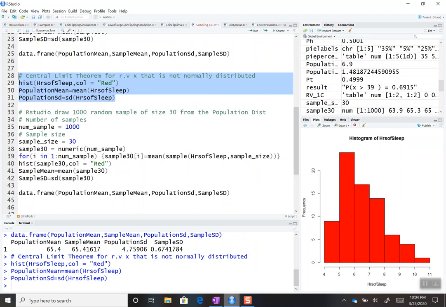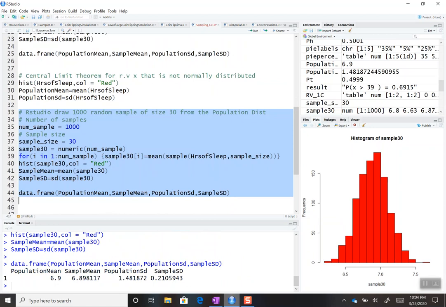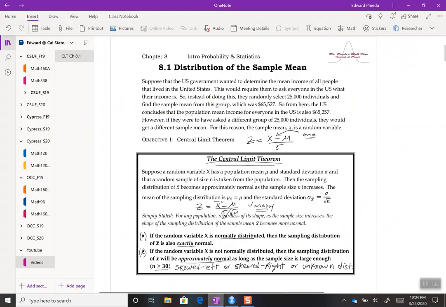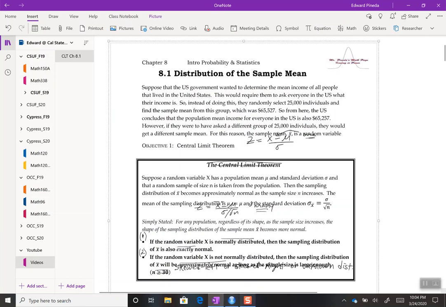When I run my replications for a sample size of 30, 1,000 times, you can see that our hours of sleep is now becoming normally distributed. Another thing to emphasize is that the population mean equals the sample mean, so that doesn't change much, like we see here in our theorem, that mu of x bar equals mu. But our new standard deviation is going to get smaller as the sample size gets larger.